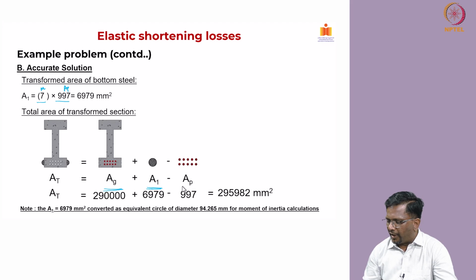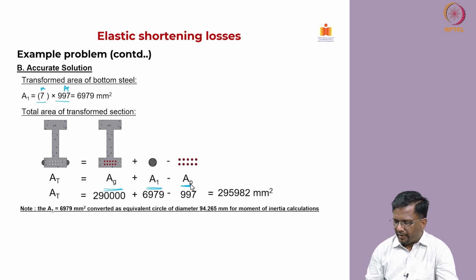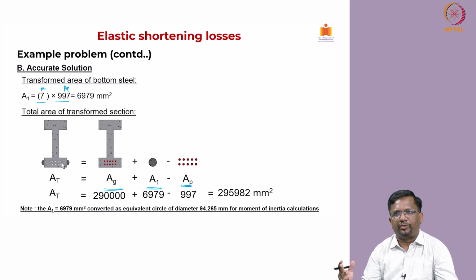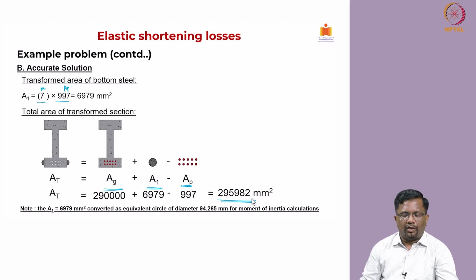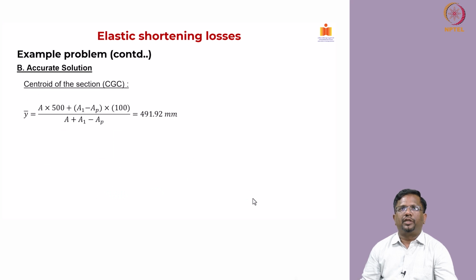That is the reason again I have to subtract this AP, right. Because this is getting replaced with concrete, that area I have to subtract it. So, this AG plus A1 minus AP is nothing but your transformed area. Then you get your transformed area as this much. Now, again for this particular cross section, we should also calculate the centroid of the transformed section, and using your fundamental principles you can calculate.